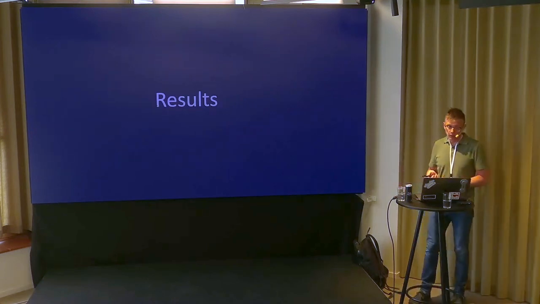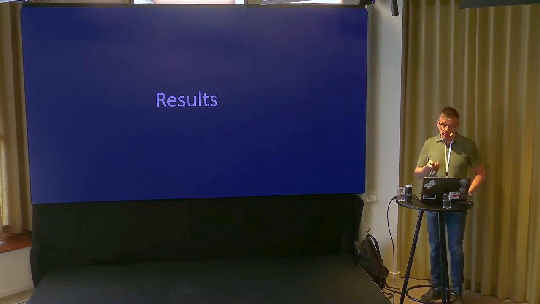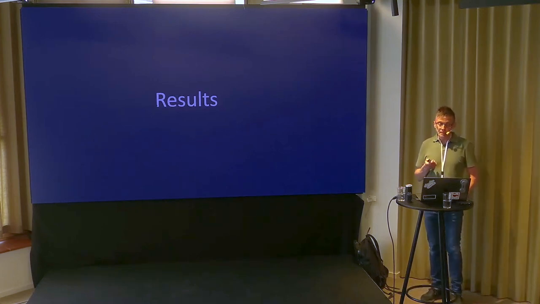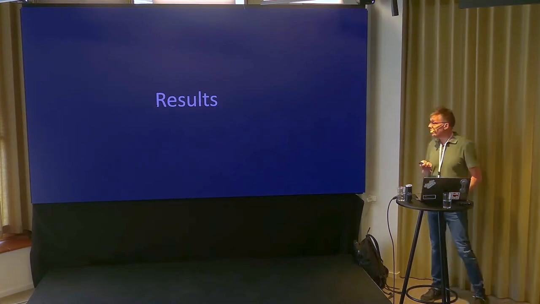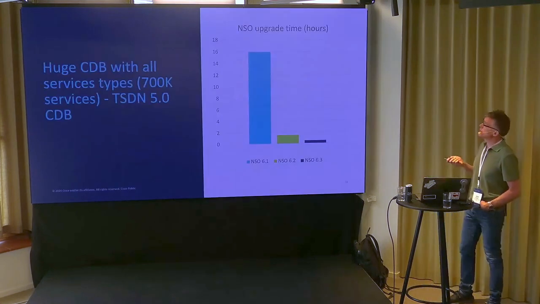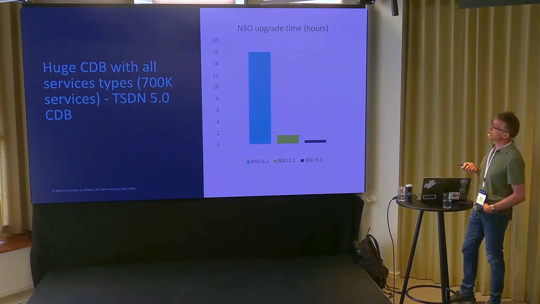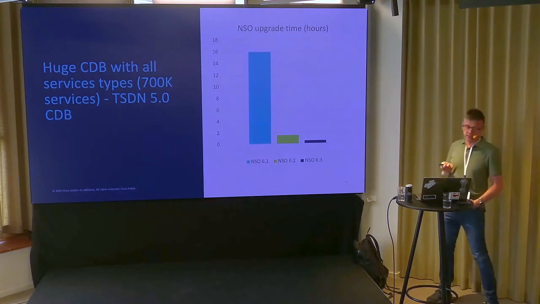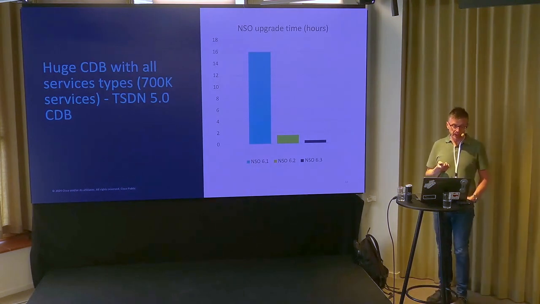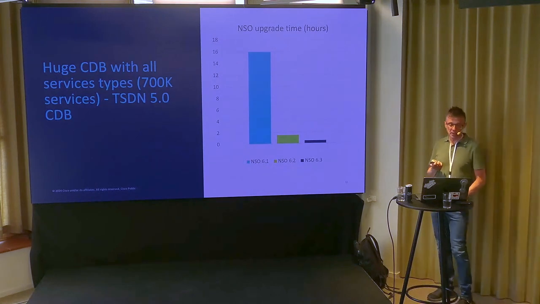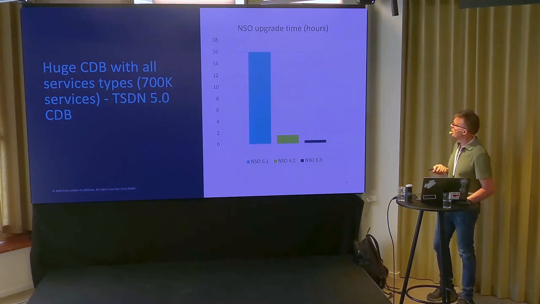So the results here come from the system test of the core function pack team in San Jose. And the first one is the huge CDB. It's a big system, 700K services, and approximately, I think, 28 gigabytes or 34 gigabytes, so it's quite big.